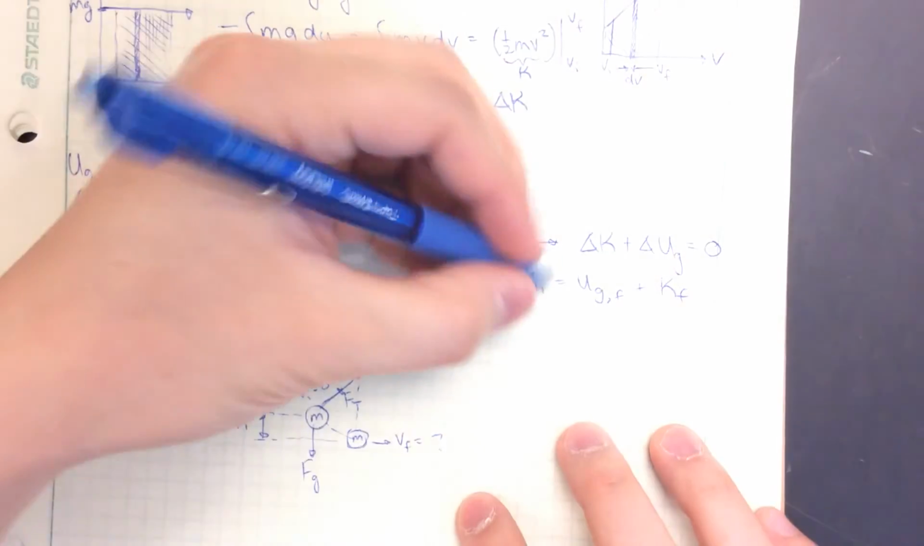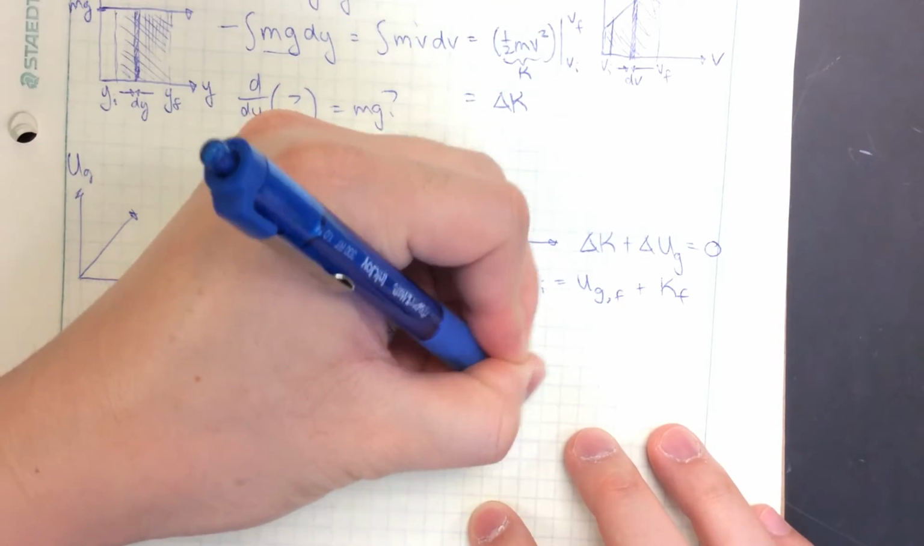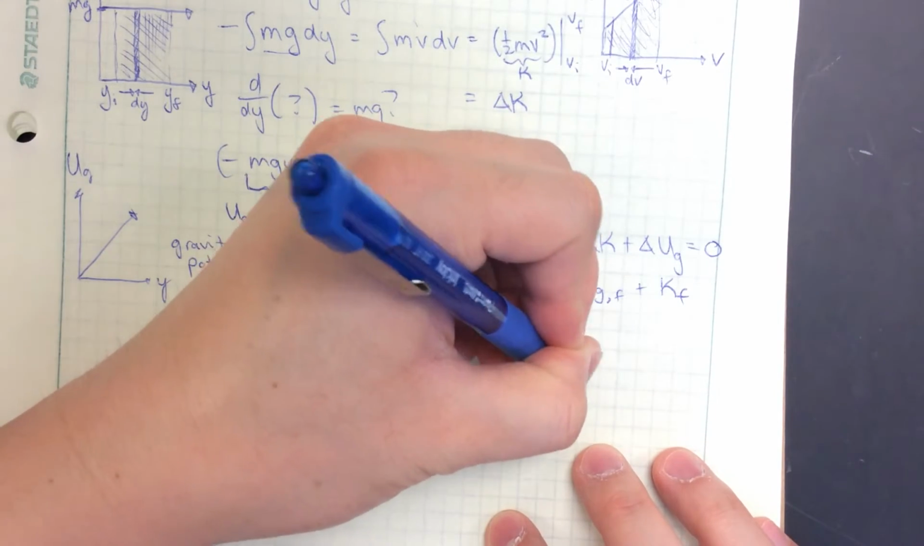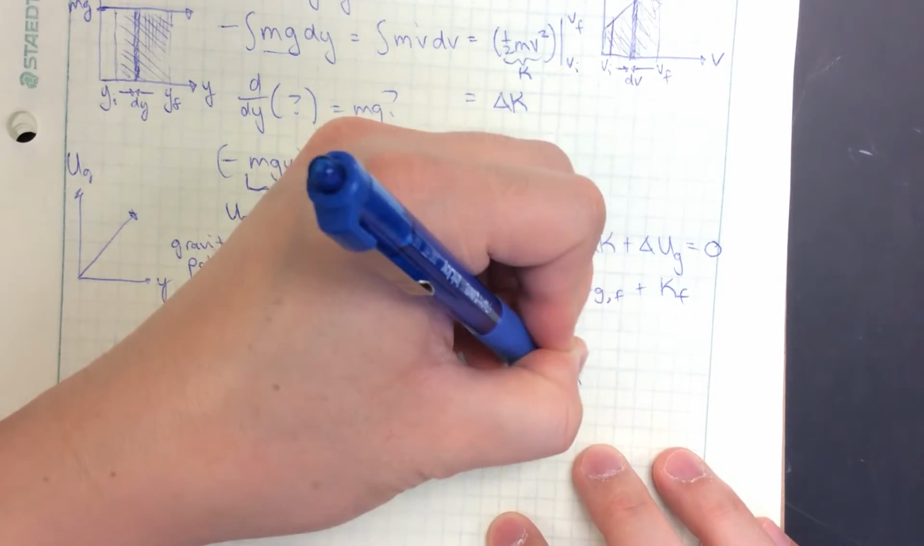So you can say that mgy initial plus 1/2 mv squared initial. Sorry, I'm writing this kind of weird.